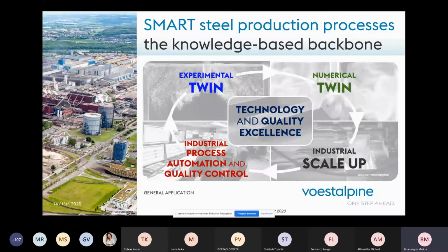And you can see on the left, let's say, the water model is more or less our experimental twin. And then we have these really complex numerical simulations, which are definitely also a numerical twin representing the CFD simulations. And it is very important, this industrial scale-out, which really needs a huge experience for doing this. And finally, we have this industrial implementation to further strengthen our technology leadership, of course, and the quality excellence. So this is more or less a general picture where I believe that these 4 phases are necessary to succeed also in the future.